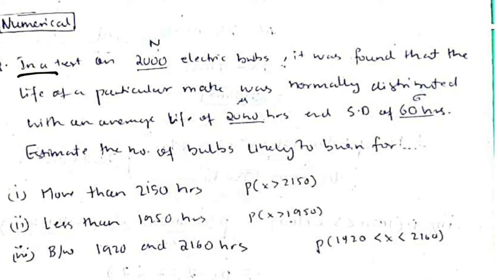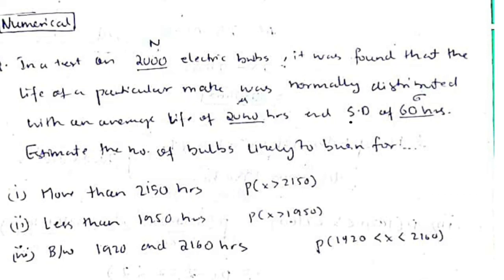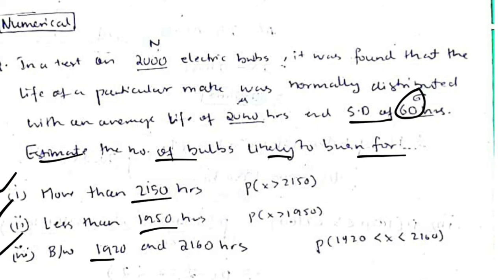In a test on 2000 electric bulbs, that means N, it was found that the life of a particular make was normally distributed. See, they have given normally distributed, that means X. Remember that, with an average life of 2040 hours, which is mu, and a standard deviation of 60 hours, which means sigma is 60. Estimate the number of bulbs likely to burn for three cases they have given: more than 2150 hours, less than 1950 hours, and between 1920 and 2160 hours.